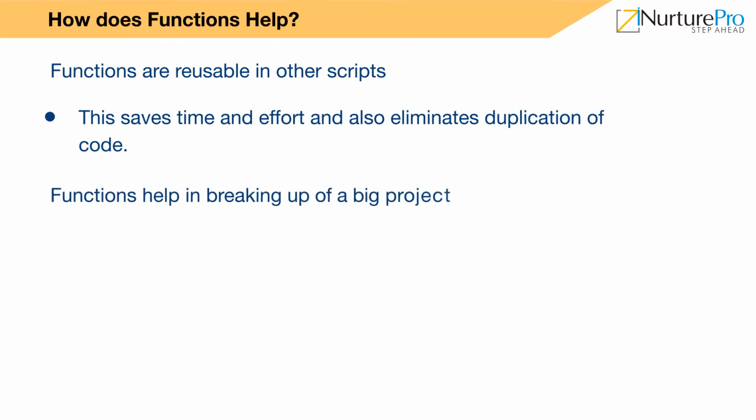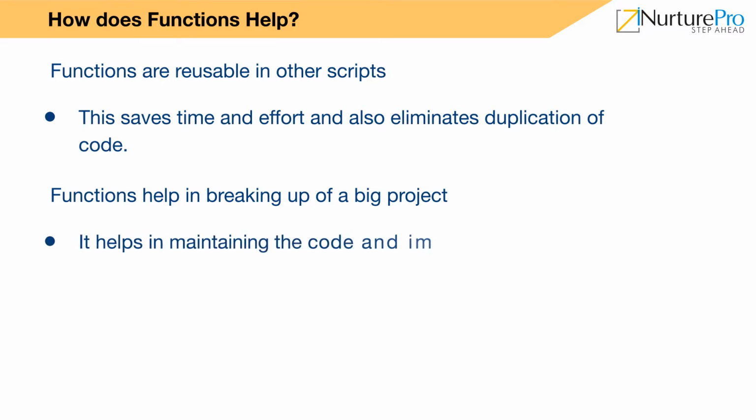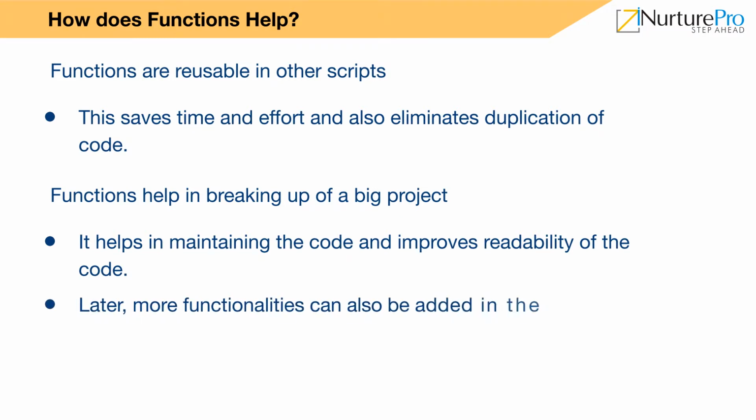Functions help in breaking up of a big project. A big enterprise-level web application can have lots and lots of code. When you divide the code into different functions, you are actually breaking the complex application into smaller parts that are easy to understand. It also helps in maintaining the code and improves readability of the code. Later, more functionalities can also be added in the functions if the need be.